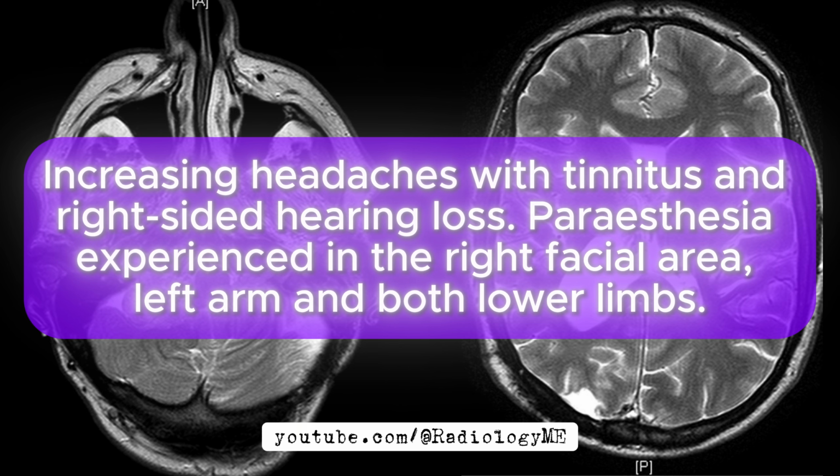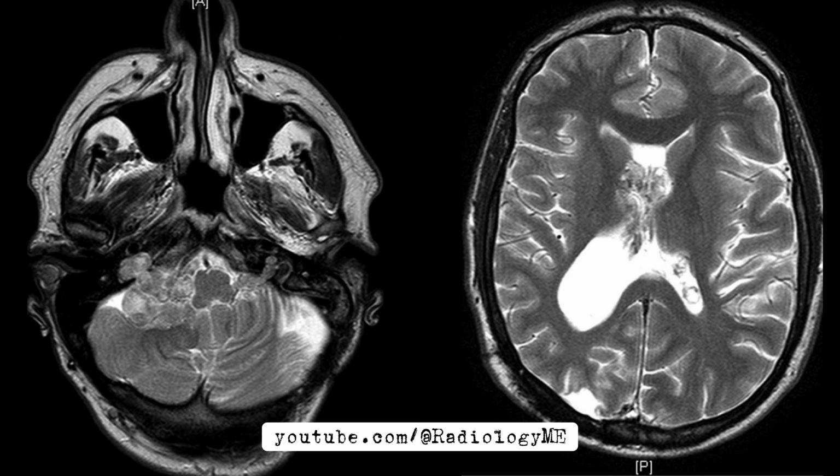Let's walk through this case, which involves a patient presenting with increasing headaches, tinnitus, and right-sided hearing loss, alongside paresthesia in the right facial area, left arm, and both lower limbs. The initial imaging, focusing on the MRI of the brain, shows some concerning findings. We see bilateral lobulated soft tissue masses in the cerebellopontine angles.